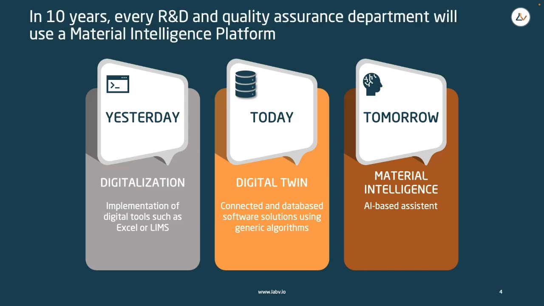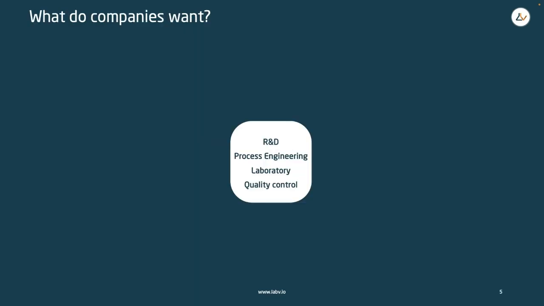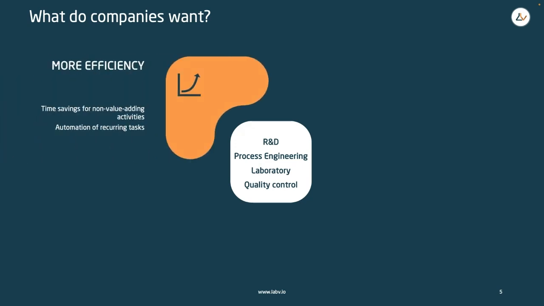And we believe that in the next 10 years, every R&D, every quality control department is going to use a material intelligence platform because there is no way around it. The reason for that is that if you look at your organization, whether you're an R&D specialist, R&D manager, work in process engineering, work in the lab, whether standalone or as a department within the organization, or work for quality control or quality assurance, the need you have is, on the one side, more efficiency.